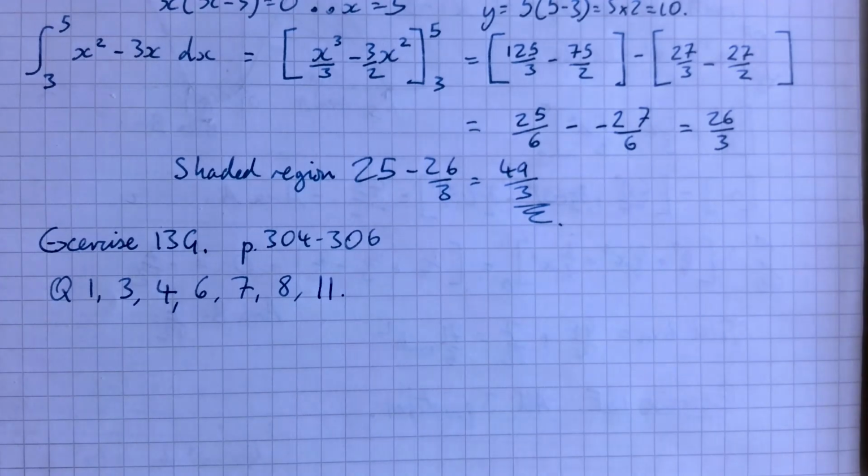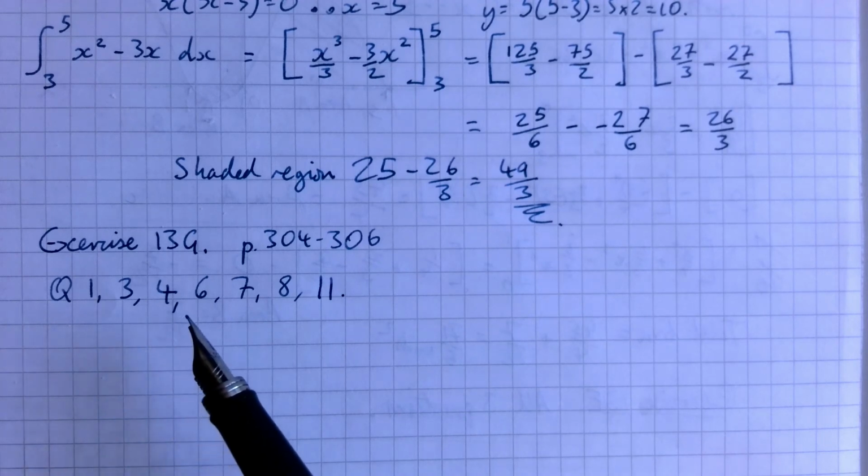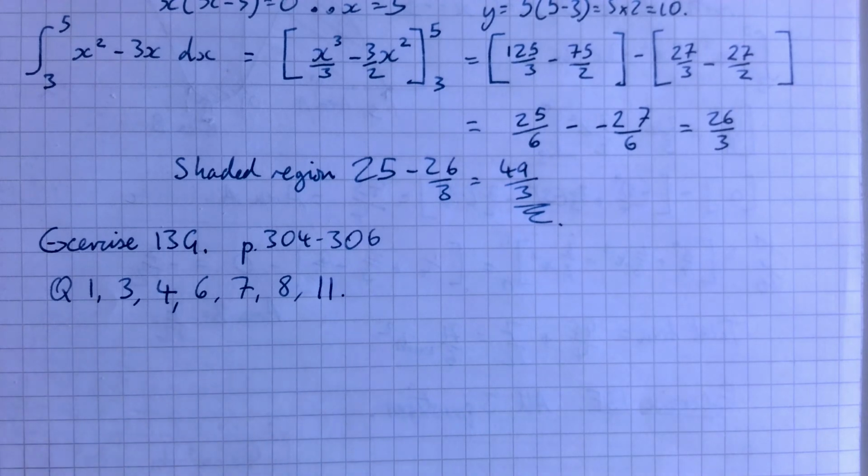Right, now I am expecting to get maybe quite a few calls of people saying, oh, I'm not sure how to do this, but I'd like you to have a go at exercise 13G, pages 304 to 306, questions 1, 3, 4, 6, 7, 8 and 11 should give you a nice variety of the sorts of things that go on. You are going to need to think a little bit around the box and use your initiative at times, but don't worry if you get stuck. I'm always here to help you.